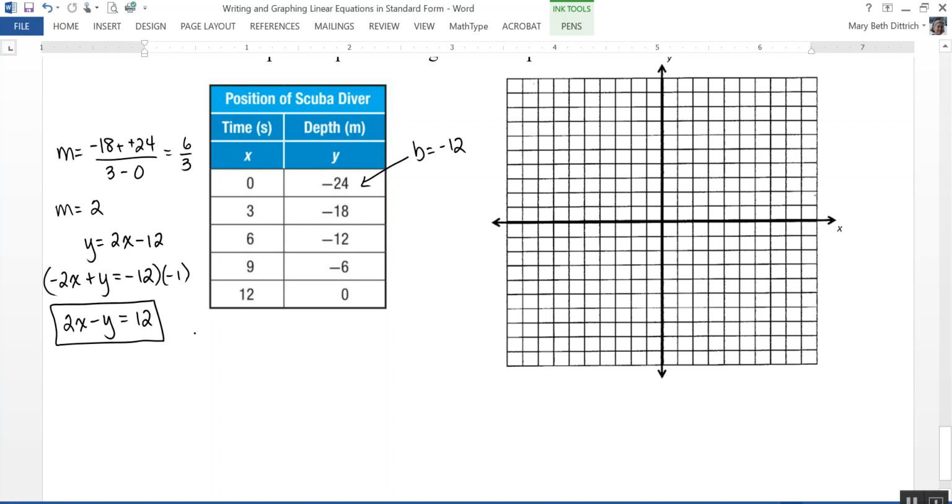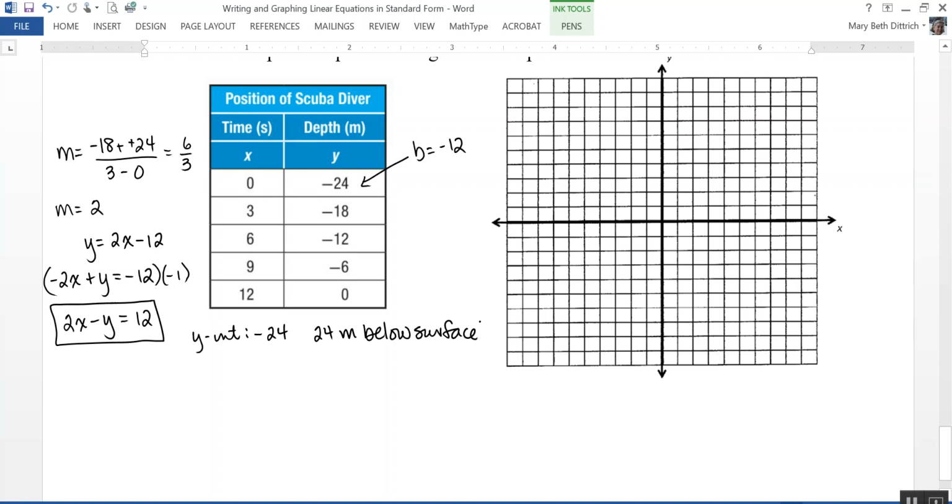My x and y intercepts, so my y-intercept is negative 24. And let's take a look at what that means. So when time is 0, the depth of the scuba diver is negative 24 meters. So that means when he starts to measure his time, probably when he starts his ascent, he is 24 meters below the surface. And that's when he's starting out.